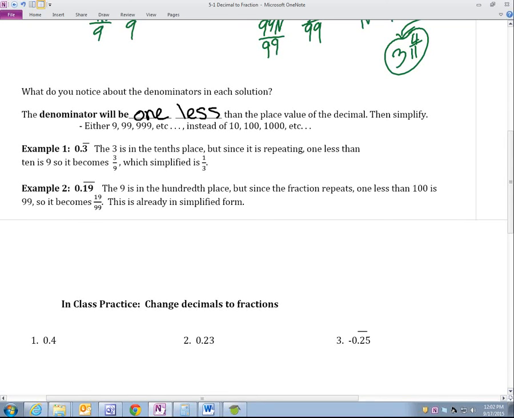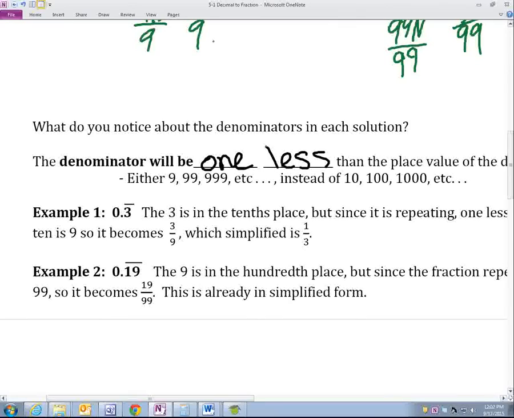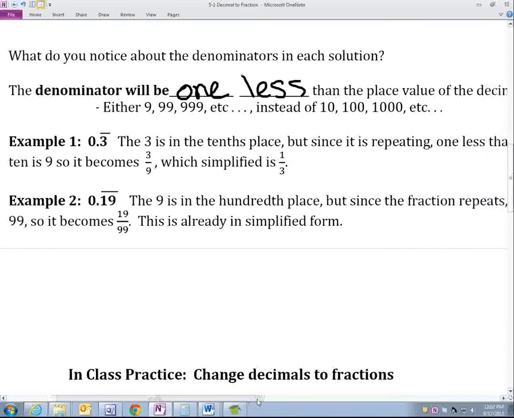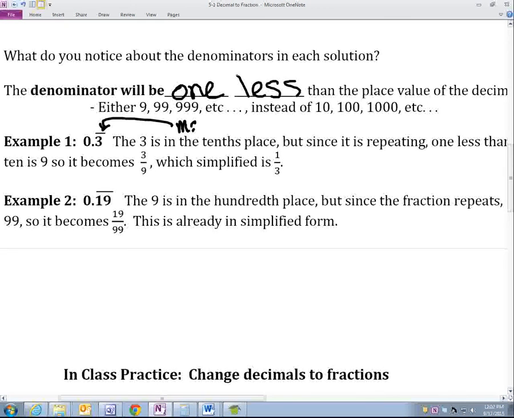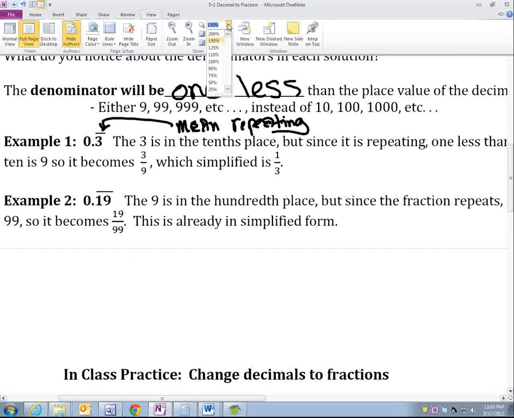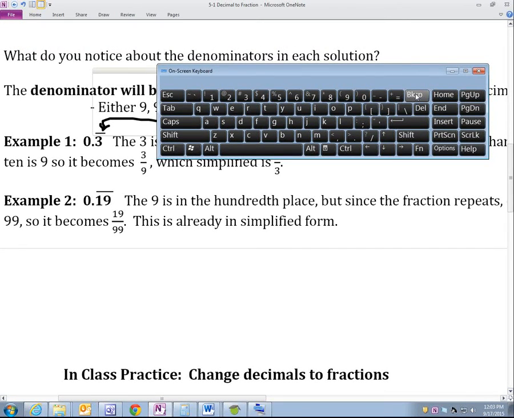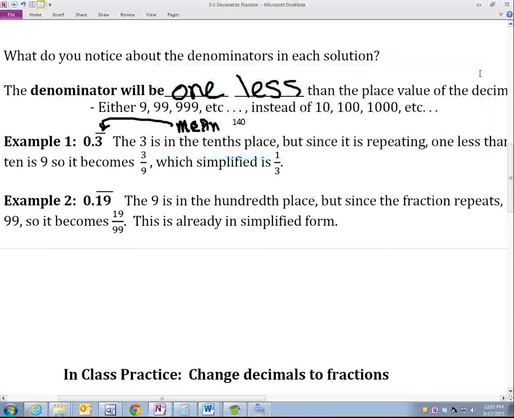Hello, table. So, for example, example one is 0.3 repeating. This here means repeating. So whatever. Wow, we are dropping everything. Three is in the tenth place, but since it's repeating, we need to do 1 less than, let's see if I can zoom. Oops. Why are you doing this? Okay, fine. I'm not going to go to 140. Oh, there it is.